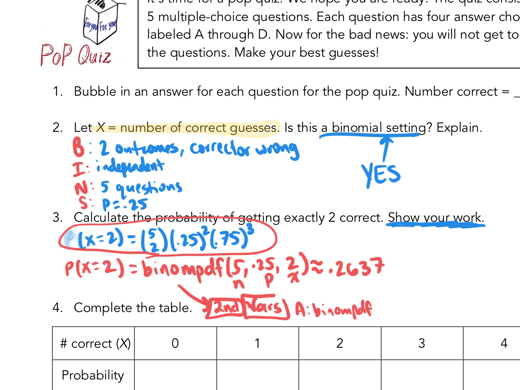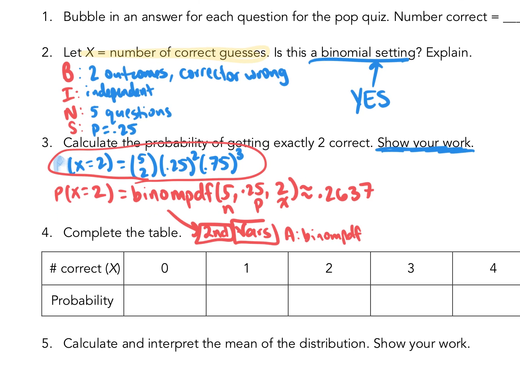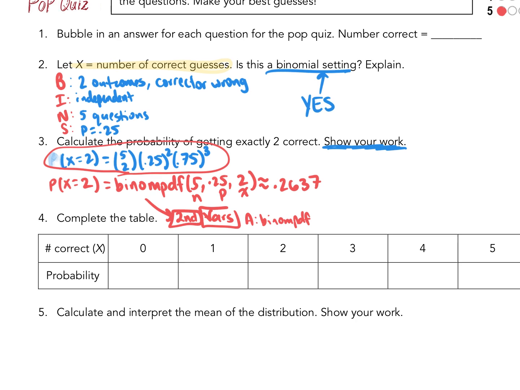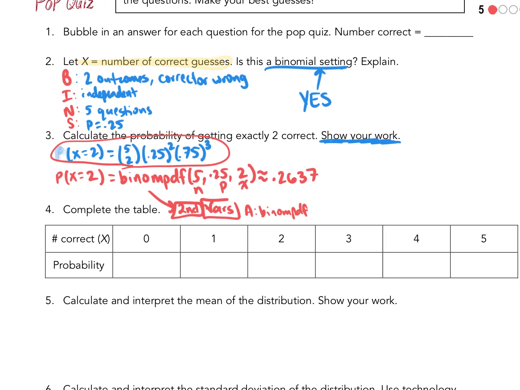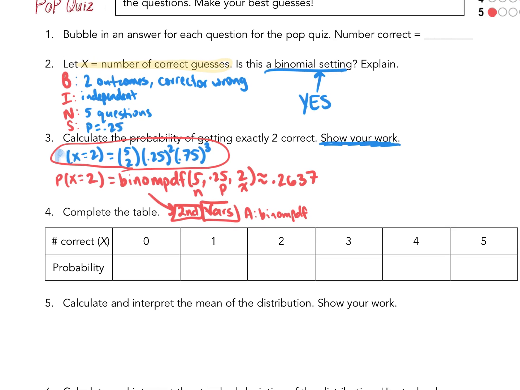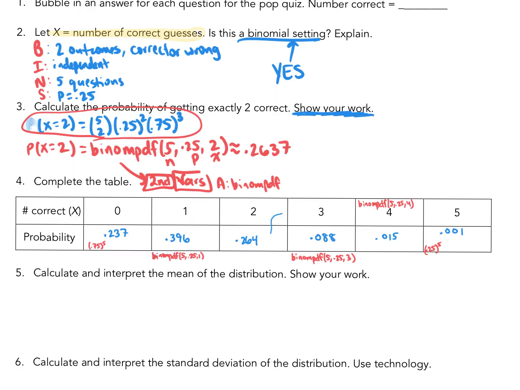Okay, which is the same answer you get if you use nCr. Now what I want you to do is take a few minutes and try to complete the table, and then we will reconvene. Okay, so for your table, for 0 correct, all you would have to do is 0.75 to the 5th power. You could use a binomial PDF, but you will get the same answer.